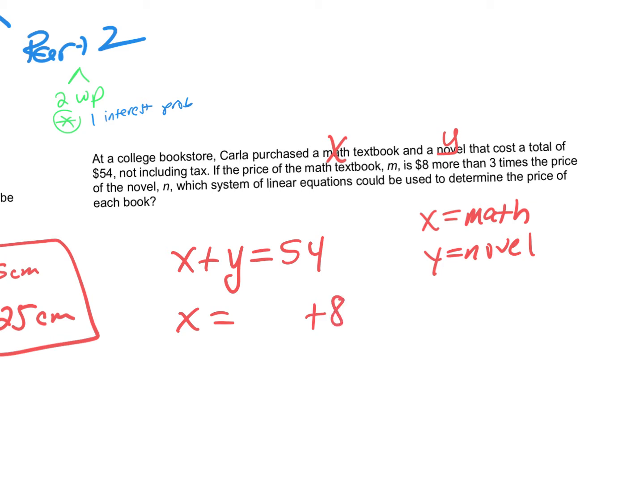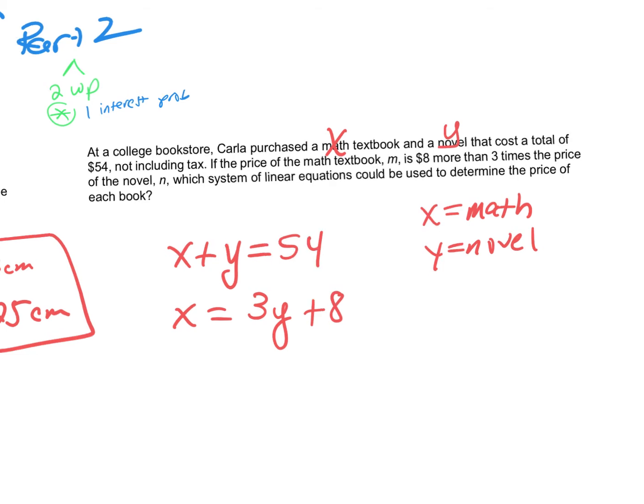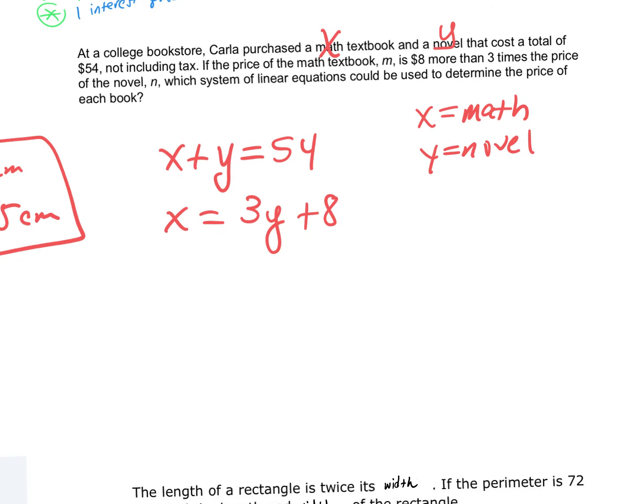3 times the price of the novel. What does that mean? 3y. 3 times the price of the novel. Well, the novel is y, so 3 times that would be 3y. Could you have written 3y plus 8 or 8 plus 3y and get the same thing? Yes.